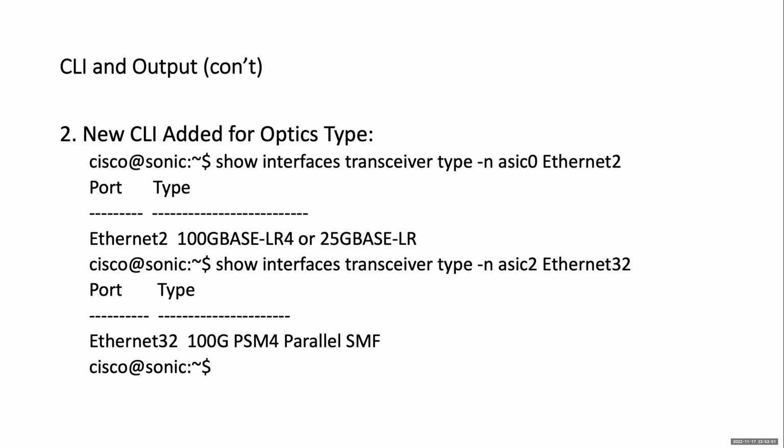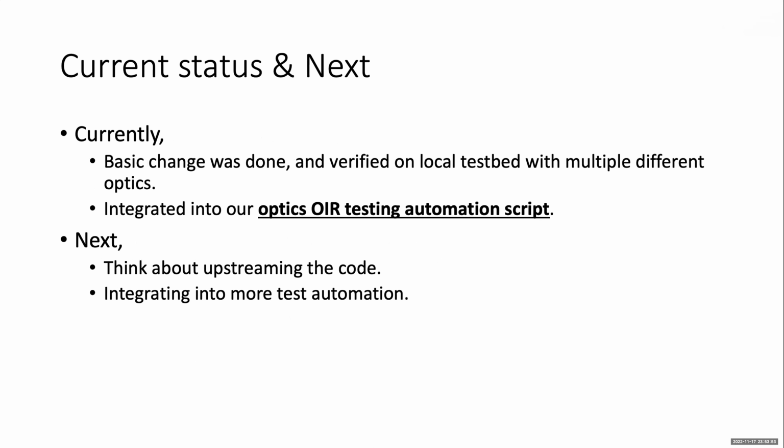There's one last section, and let me quickly go through that. Thanks, Jessie. For the current status and next steps: for now, most of the changes and testing are done, and it's integrated into our test script and test framework. Next, we are thinking about upstreaming the code, since this is a common CLI for SONiC. We will also think about integrating it into more test automation after that. Okay, thanks. That's all.